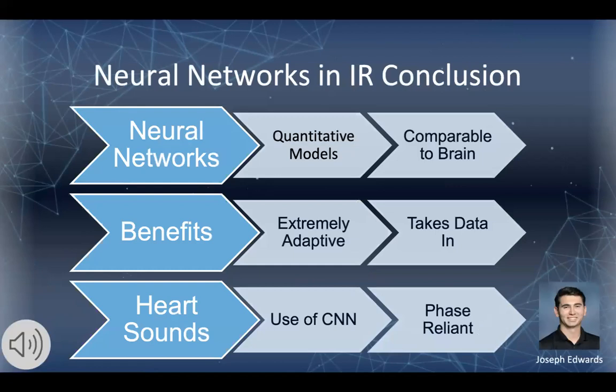Overall, it can be seen that neural networks are made up of quantitative models that are comparative to the human brain. This can be seen from the benefits of adaptability and being able to take in data, including incomplete or irrelevant data, but still being able to process it and learn from it. Then, we looked at one example of detecting heartbeats through the use of convolutional neural networks that are phase-reliant and built upon one-dimensional layers in order to end in a phase of one complete layer which determines if a heartbeat was or was not detected.